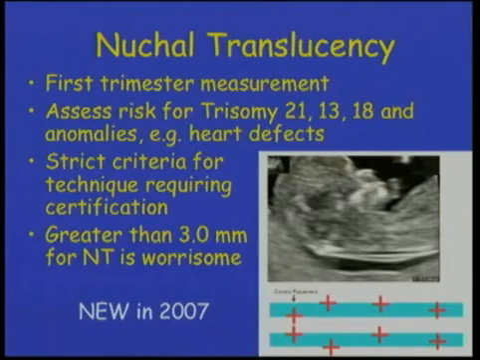Basically, if the measurement is greater than 3 millimeters, it is worrisome for a karyotype abnormality. And in this diagram, you can see that the fetus occupies about 75% of the image from the chest up to the head, that we can see the amnion separate from the chorion, and that when we measure it, we need to be very accurate on exactly where we put the cursors, as this is the correct placement.